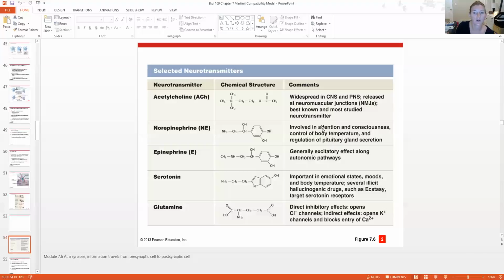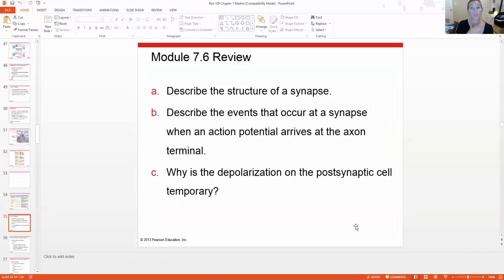Norepinephrine, this is involved in our pituitary gland secretion, overall attention, and consciousness. Epinephrine, this is our excitatory. The norepinephrine is usually kind of an inhibitory neurotransmitter. Epinephrine is the other one. Epinephrine is more excitatory. Serotonin, this is our emotional states. Glutamine is inhibitory. It's blocking the entrance of calcium, so it might be slowing something down like muscle contractions or heart rate. So you can pause this, go back, and answer these 3 questions.